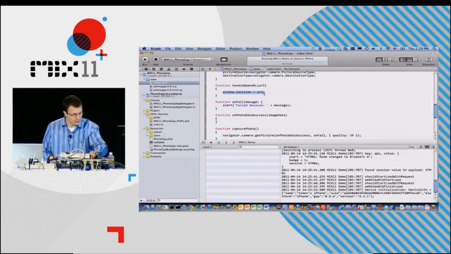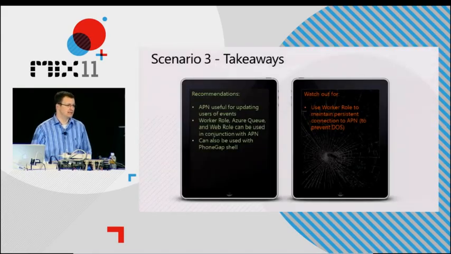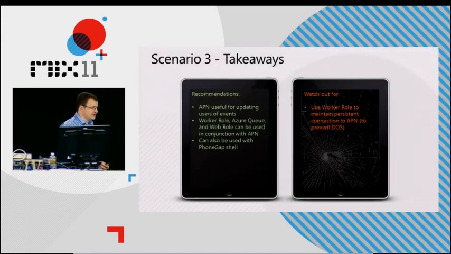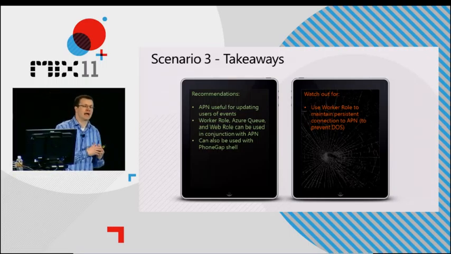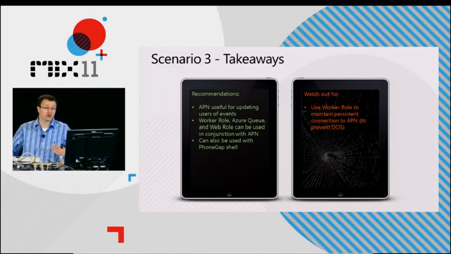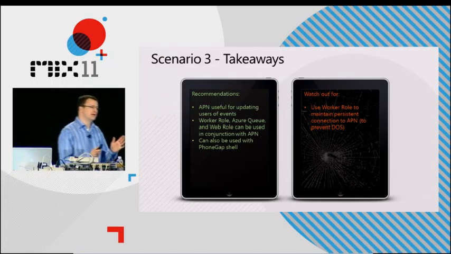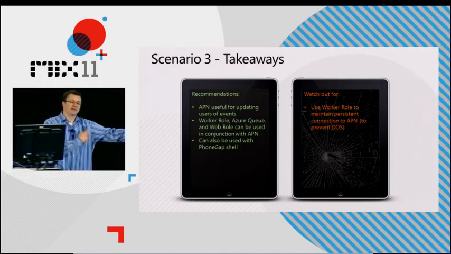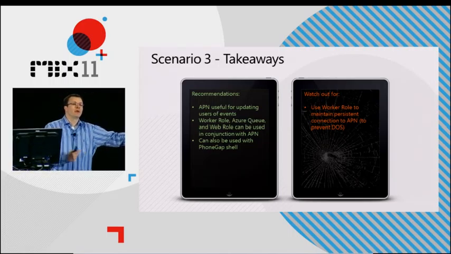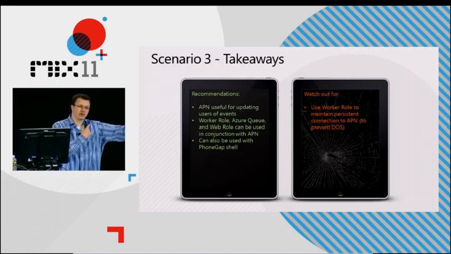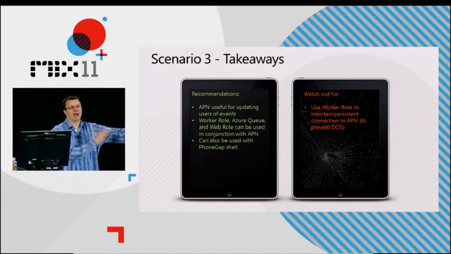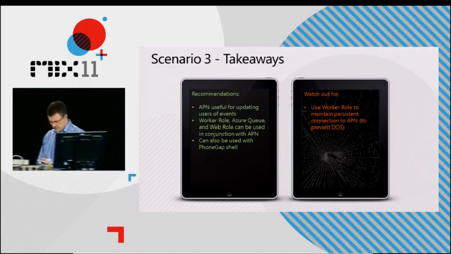One of those takeaways on the slide is about persistent connections. Within that worker role, just for the purpose of the demo, I'm creating and tearing down the connection for every message. If you're sending a lot of messages, you should not do that, because Apple may see it as a denial of service on their gateway. Instead, you should open a connection, keep that connection alive within the worker role, and then send messages for the duration of the application. So just something to bear in mind.